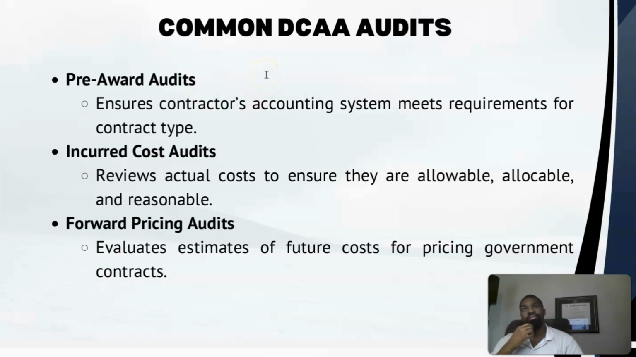But these are just some simple common audits that you may come across. The main takeaway from this slide is you may not get awarded a contract if your accounting system isn't up to standard, right? So be aware of the pre-award audits, because you would hate to put in a bid, go through all that pain and headache, and then at the end of the day, not be able to win a contract due to your accounting system not being compliant, right? So keep an eye out for that one.